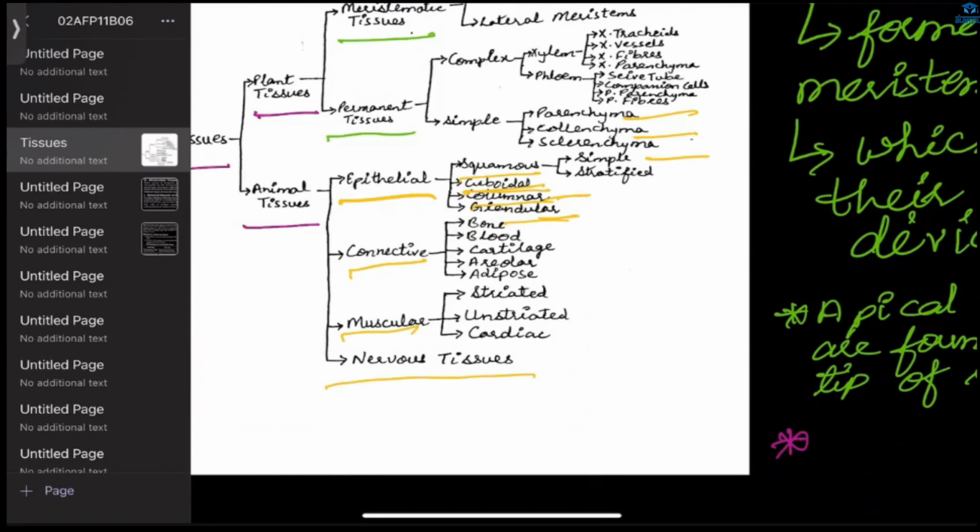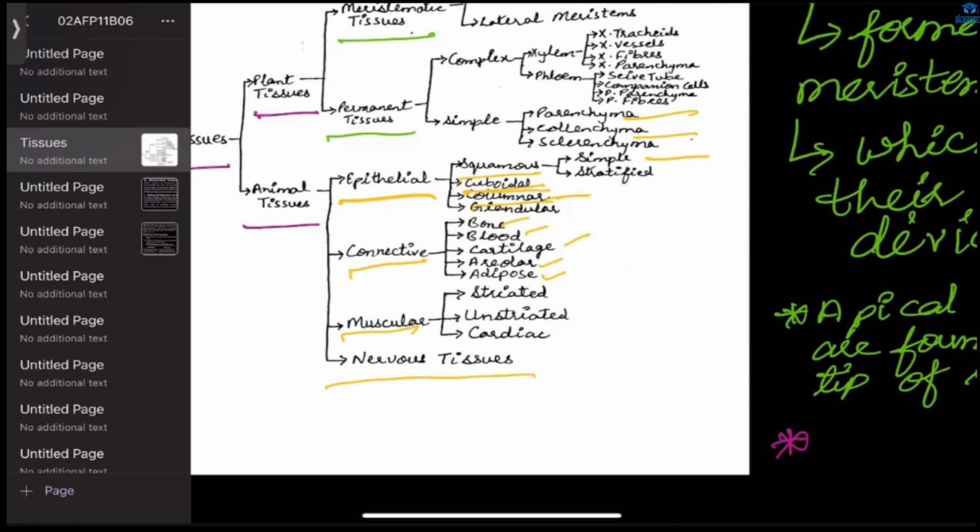Now connective tissue is divided into bone, blood, cartilage, areolar and adipose. Now bone is what? Tell me. Bone consists of highly fibrous structures, and fibrous structure means they form the skeletal body part of the organism. Okay, every skeletal body part is formed by what? Bones.